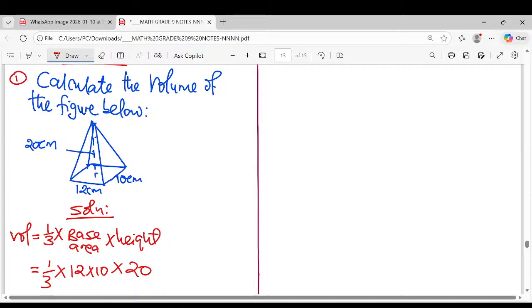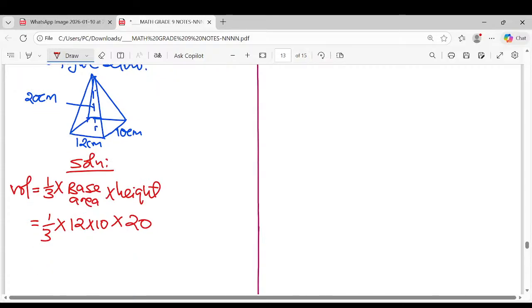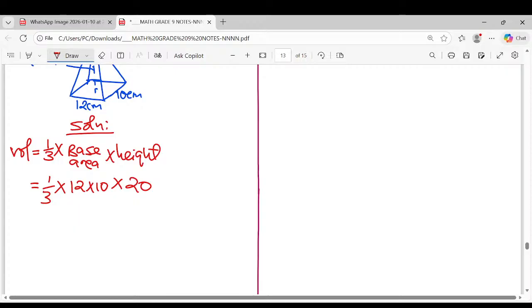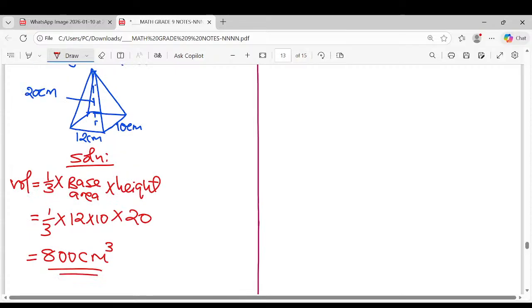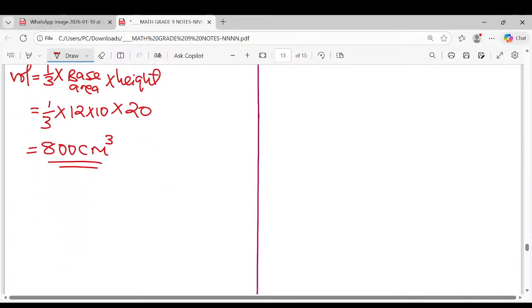When you work this out, what are you going to get? This gives us 800 cubic centimeters as the volume of that pyramid. Let's have a look at the next question, that's example 2 on the same.